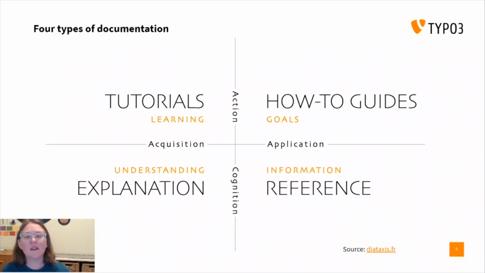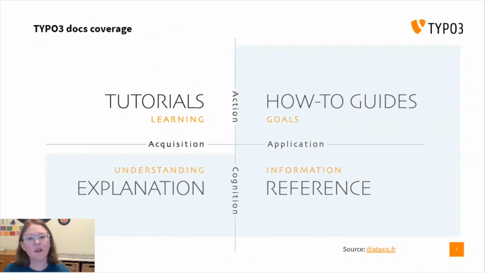If we look at the Diataxis framework, which is a way of looking at technical documentation, these quadrants show the difference between acquiring knowledge and applying it, and understanding or cognition versus action. The current Typo 3 documentation pretty much covers 3 of these 4 quadrants. We have excellent reference information, we have explanations about features, and there are some how-to guides and what we call tutorials.